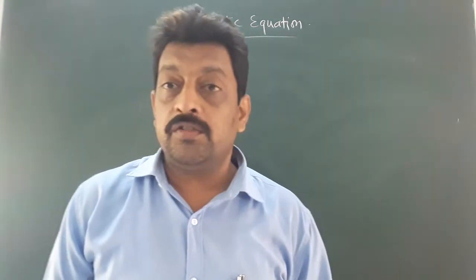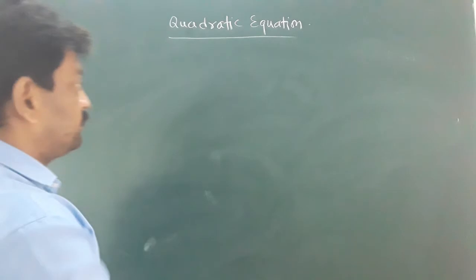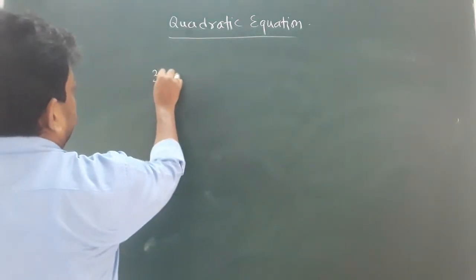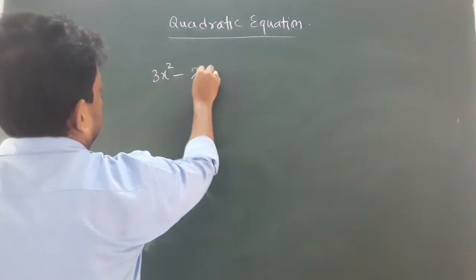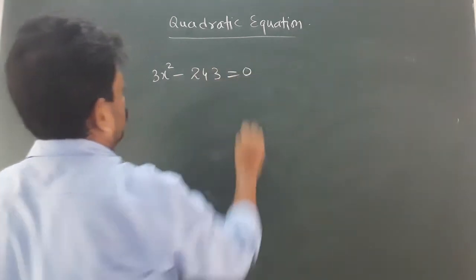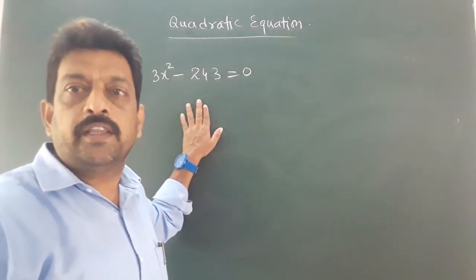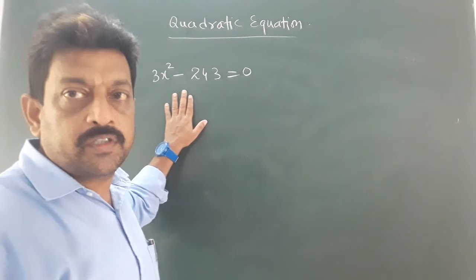3x square minus 243. We have to solve this. Find the roots. 3x square minus 243 equals 0. We have to solve this. We have to find the roots of this quadratic equation.